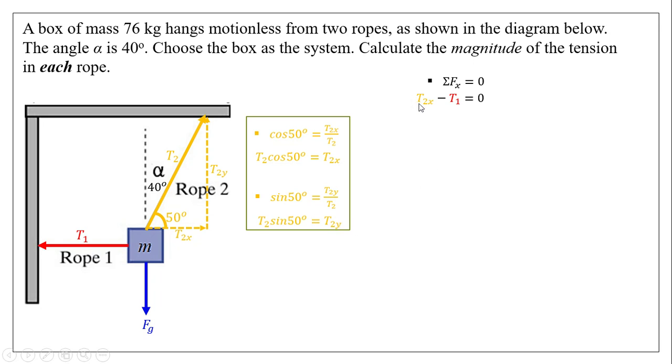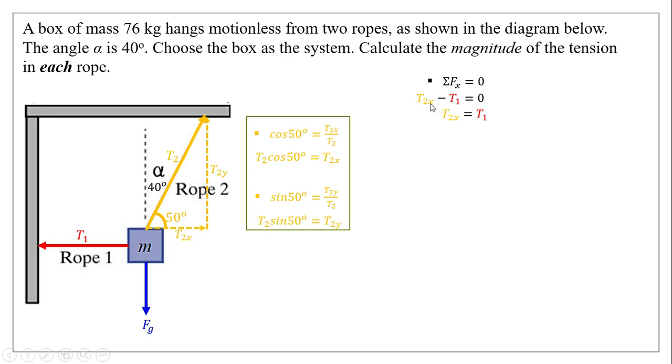So I will do my positive vector component first. In this case, T2x is positive, so I'll write T2x first. And then I'm going to subtract T1 because T1 is negative. So here I'm stating that T1 is indeed negative. So I'm subtracting a positive value, whatever T1 is, or the magnitude T1, okay?